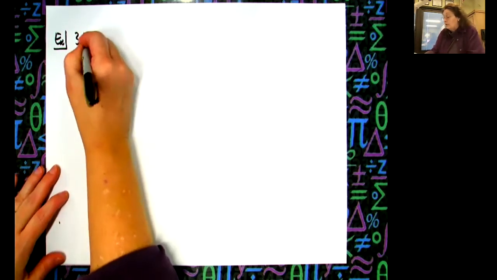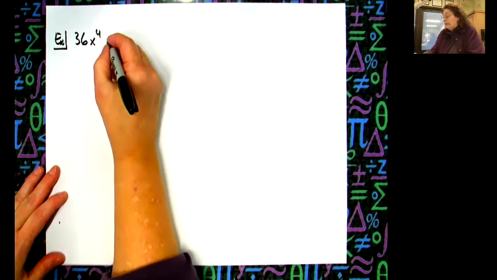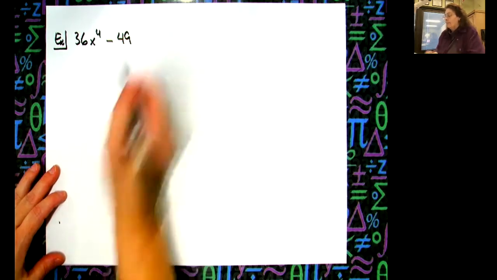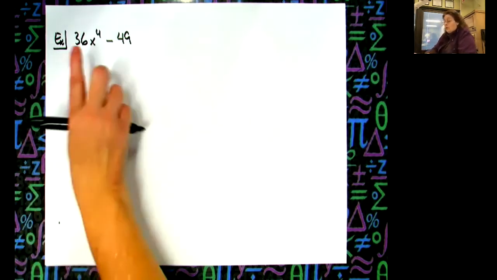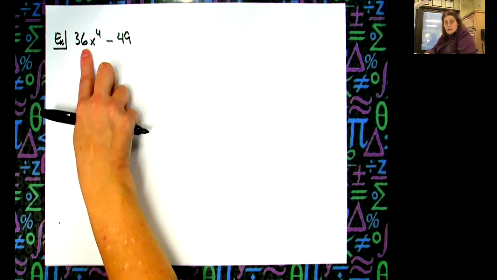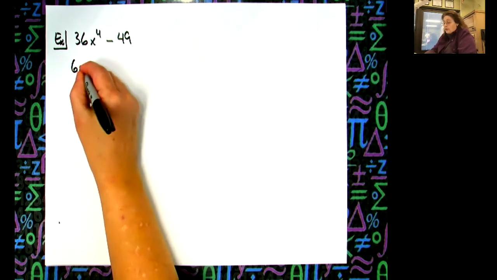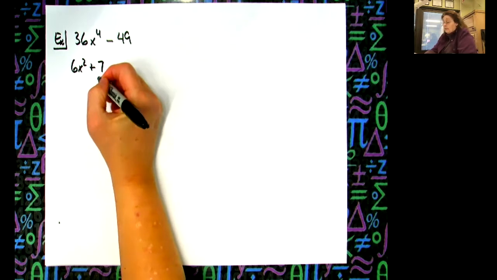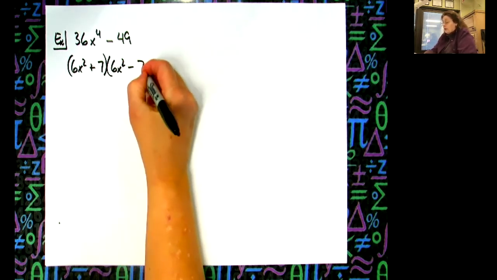a 36x to the 4th minus 49. Let's do that one. All right, now can we do this in our head? What's the square root of this? 6x squared. What's the square root of this? 7. All right, so I write 6x squared, and then I write it with a plus. Square root of this one, 7. Then I write the exact same thing with a minus sign. So 6x squared minus 7.